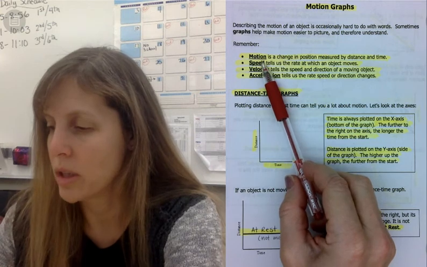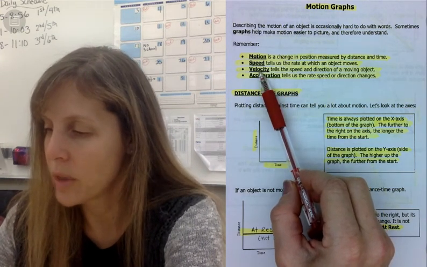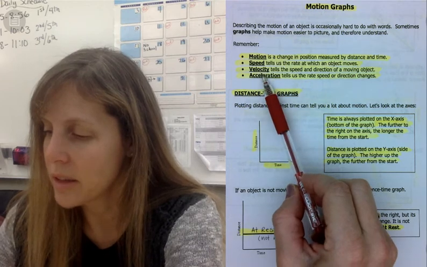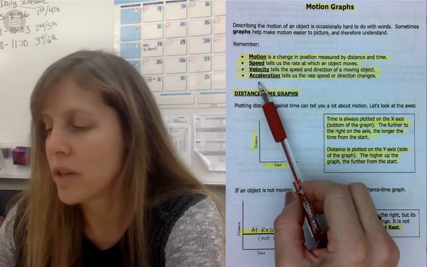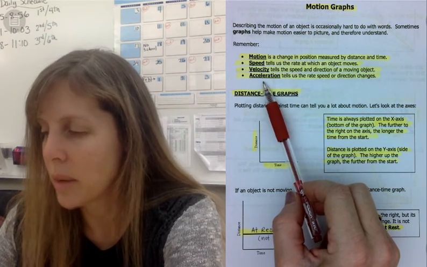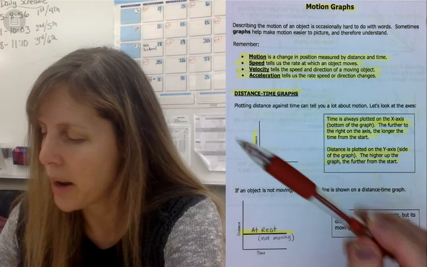Remember that motion is a change in position measured by distance and time. Speed tells us the rate at which an object moves. Velocity tells the speed and direction of a moving object. And acceleration, which is new, just tells us the rate of speed or direction changes. We won't really focus too much on that, okay?